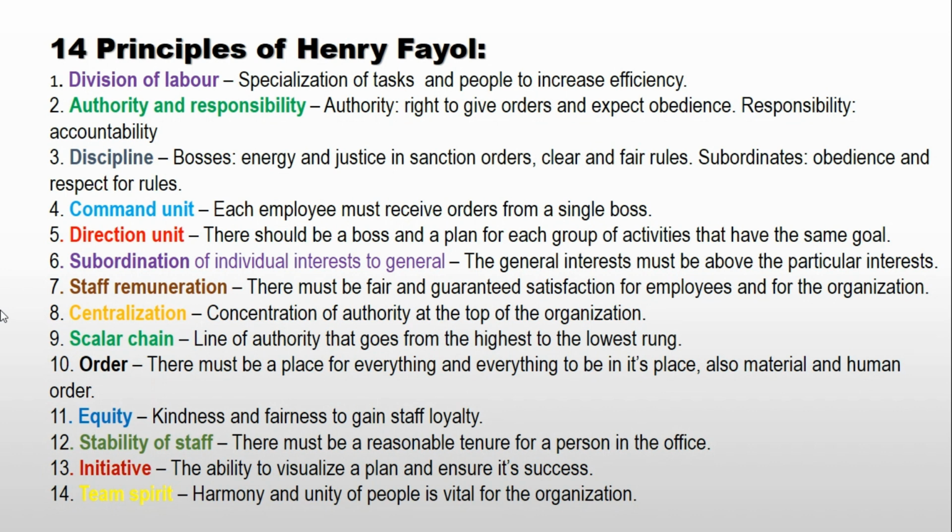Eight is centralization, which has to do with concentration of authority at the top of the organization. Nine, scalar chain, a line of authority that goes from the highest to the lowest rank. Number 10 is order: there must be a place for everything and everything in its place, and this has to do with material and human order. 11th is equity: kindness and fairness to gain staff loyalty. So, as a manager, you need to have that fairness.